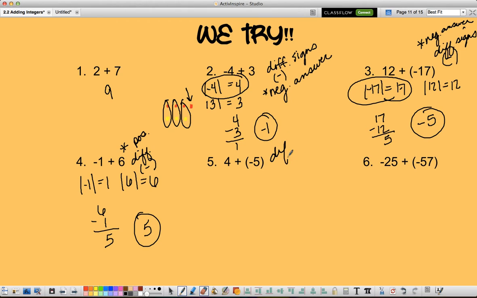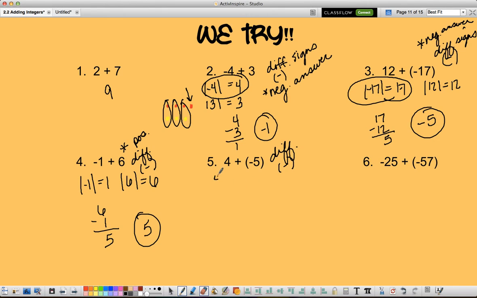Different signs. So I subtract. And again, I really want you to focus on understanding why your answer is positive and why it's negative, and understanding what's going on. For every positive and negative that you have, they undo each other. So if you have the same amount of positives and negatives, you have 0.